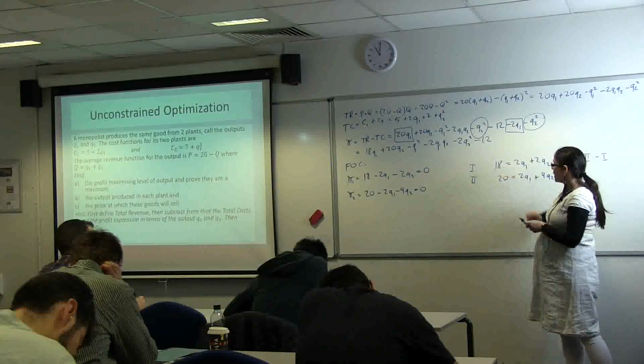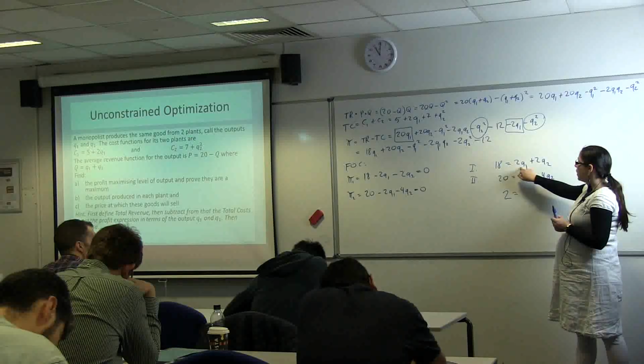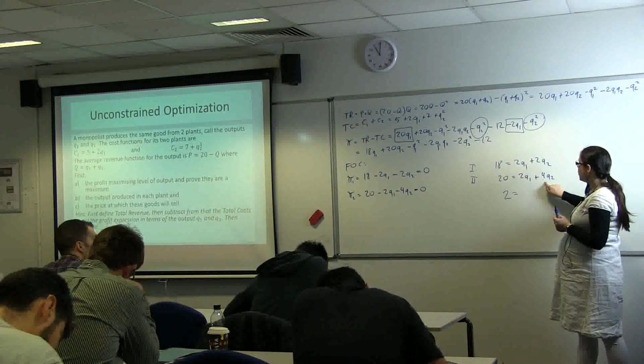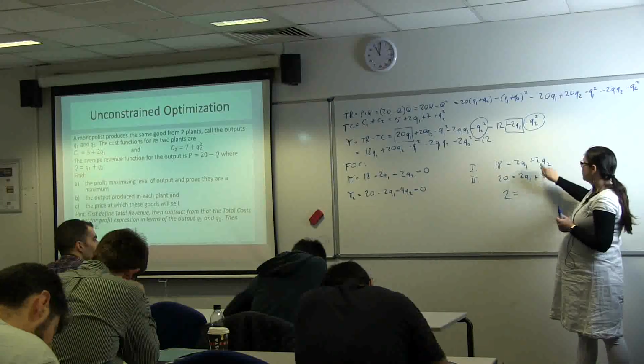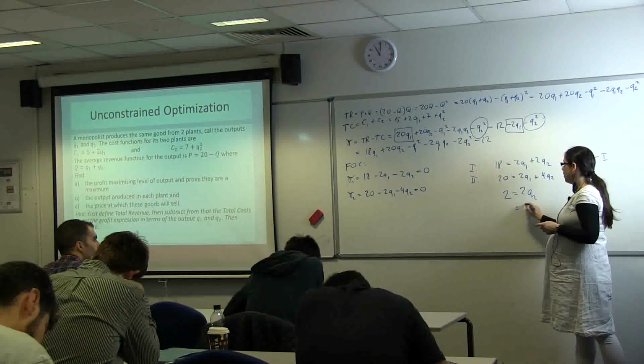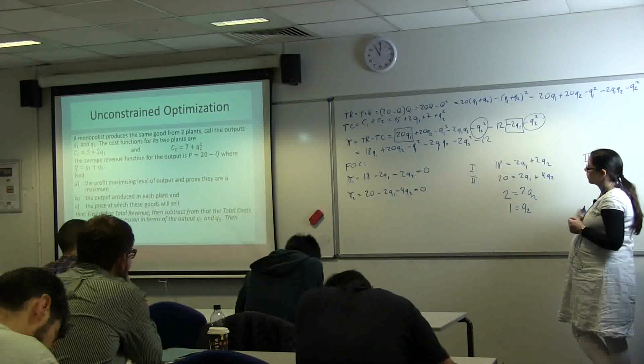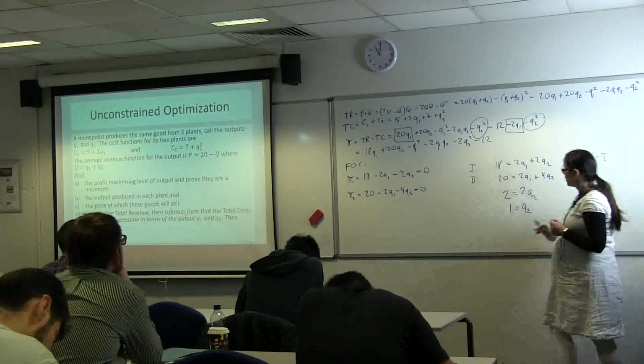So 20 minus 18 gives me positive 2. 2Q1 minus 2Q1 gives me 0. 4Q2 minus 2Q2 gives me 2Q2. So Q2 is 1. I'm going to write that here.